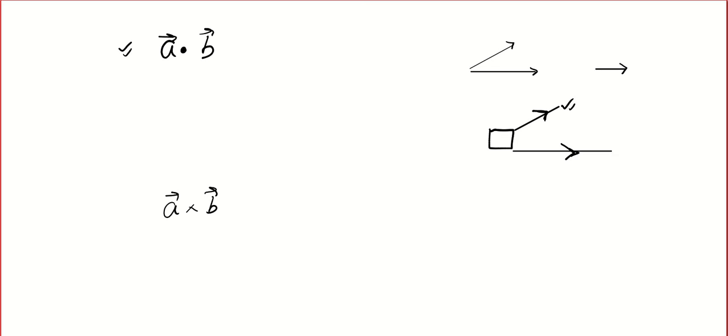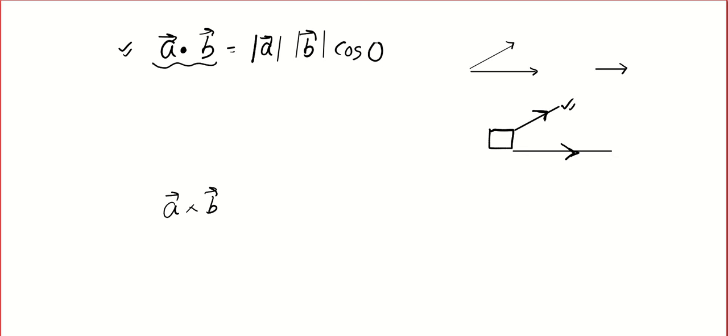Now remember, mathematically the dot product is a scalar. That means if you take the dot product, you're going to get a number. And formula wise, it is given by the formula modulus of A, modulus of B, and cos of the angle between the vectors.